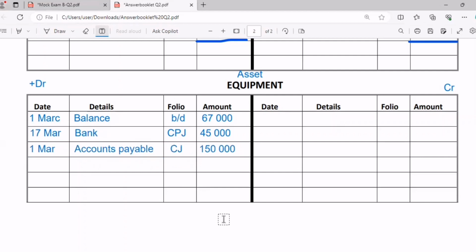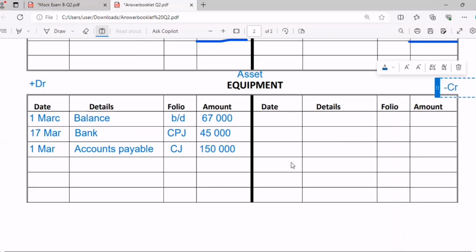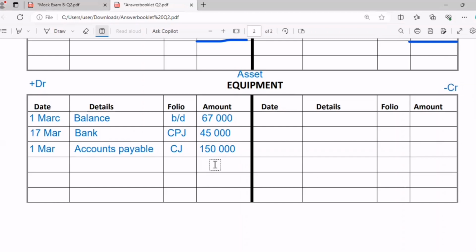So if there is a transaction which says the company decided to sell one of its equipment, then we will record that on the credit side as asset disposal. So if the company decided to dispose of, to sell the equipment, that will reduce the value of our asset, isn't it? So anything that reduces the value of an asset is shown on the credit side. So in this question, no equipment was disposed of. So there is nothing that we're going to show on the credit side.